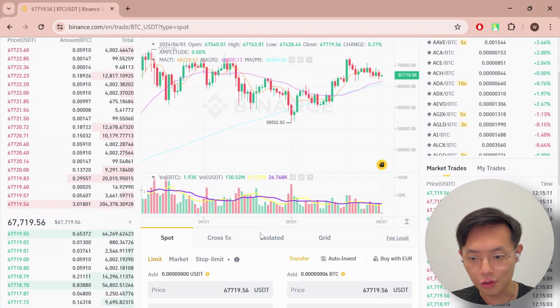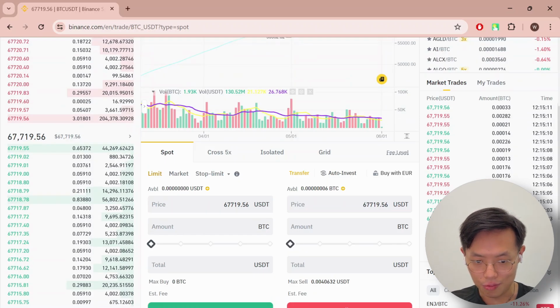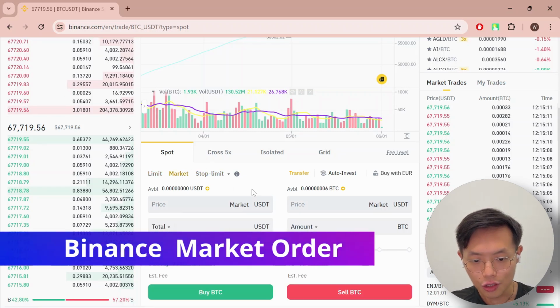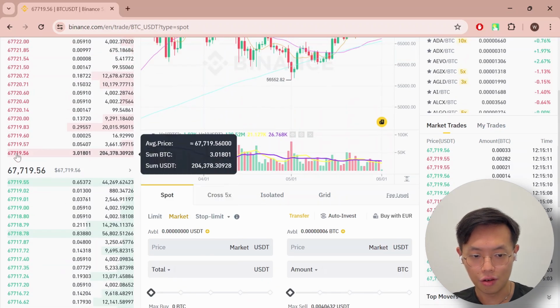So if we scroll down here, these are our order types, right? We have the limit, the market, and the stop limit, and we are at spot right now. So this is basically where we place our market order. You press market. So the price will be shown as market. So it will take the most available price, which is over here, right? And now you can see it's 67,790.56. So that's your market price for the buy.